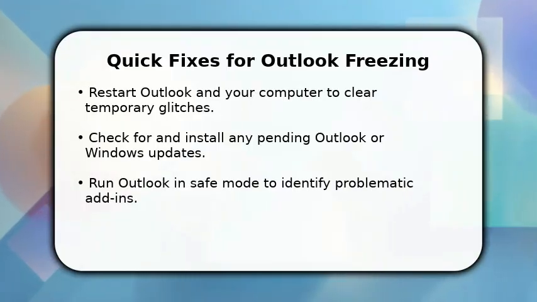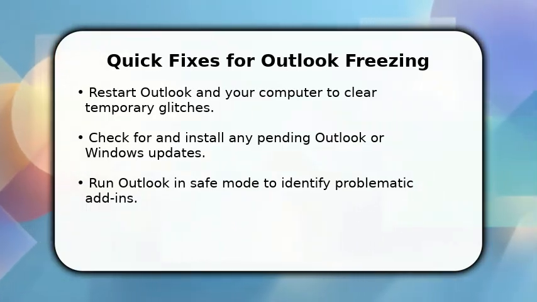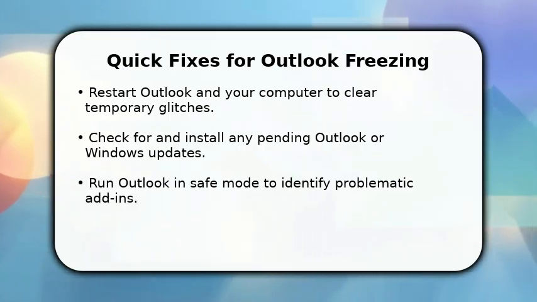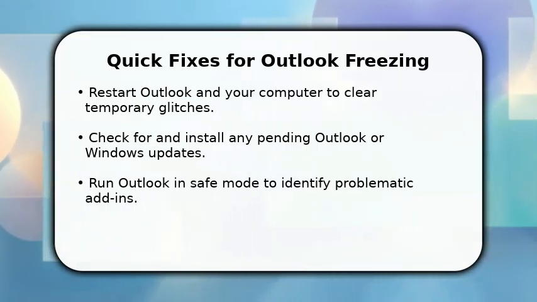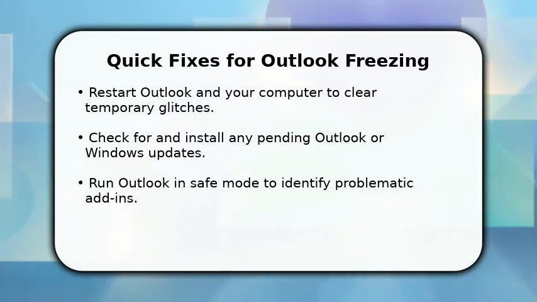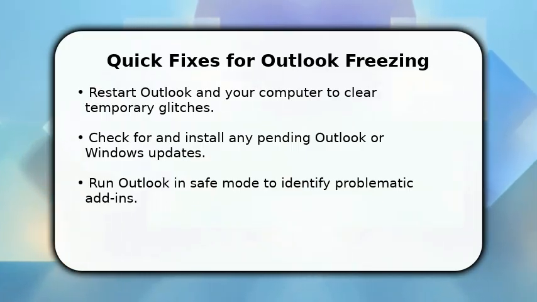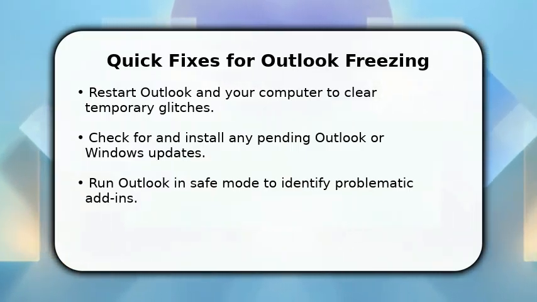In this video, I will explain how to fix Outlook freezing. First, try restarting Outlook and your entire computer. This often resolves minor software conflicts. Next, ensure all your Microsoft Office and Windows updates are installed, as outdated software can cause instability. Finally, launch Outlook in safe mode by holding the Control key while opening it. This helps determine if an add-in is causing the freezing, allowing you to disable it.